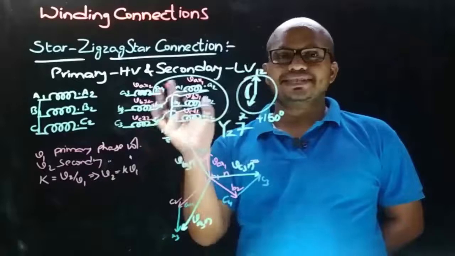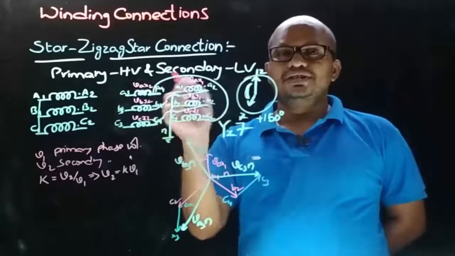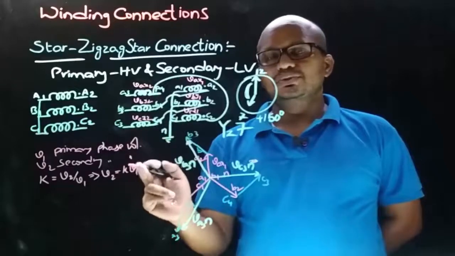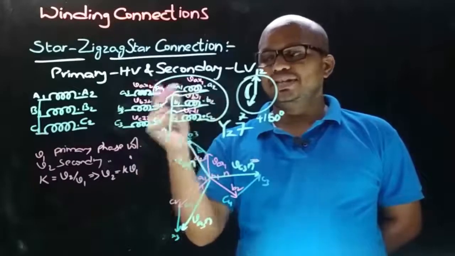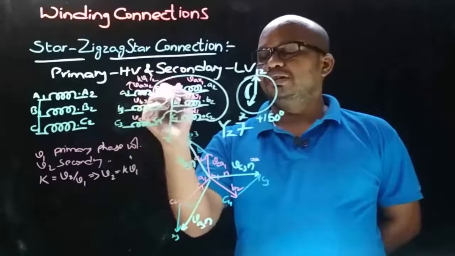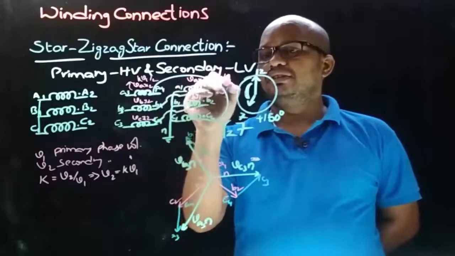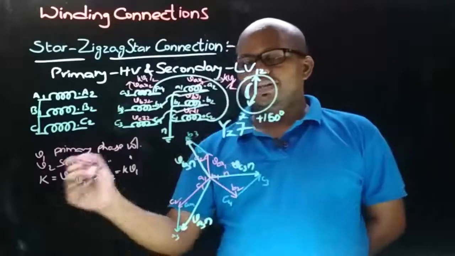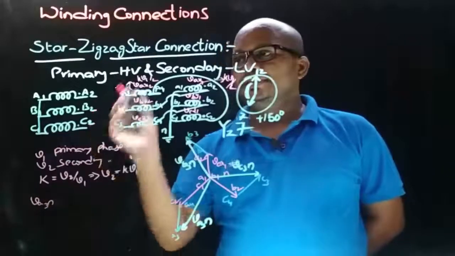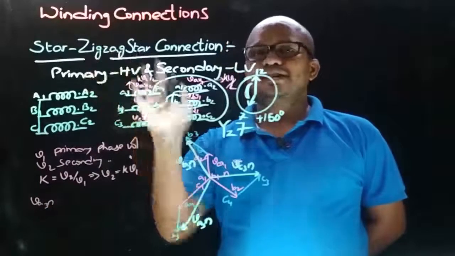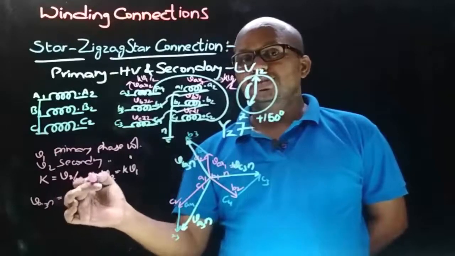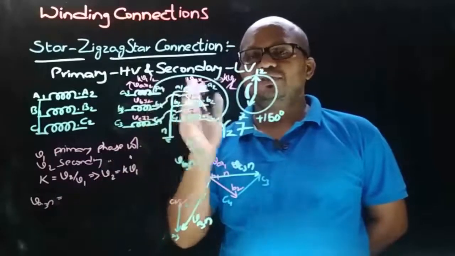And now coming to this zigzag star connection, in which each phase winding is divided into 2 equal halves, means the voltages induced in 2 windings of A phase can be taken as K v1 by 2 and here K v1 by 2. Now let's find out the VA3N voltage, which is the phase voltage of zigzag star connection, and which is given as the vector sum of the 2 voltages induced in the windings of different phases.